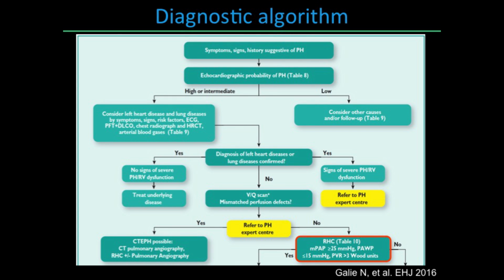This is part of the European guidelines, and as you can see, in the right lower corner of the screen, after you screen the patient for the signs and symptoms of PH, you do an echocardiogram, you rule out left heart diseases, lung diseases, you do a VQ scan, and the patient goes to a PH center. Then it's when the patient gets a right heart catheterization that will confirm the diagnosis of, in this case, pulmonary arterial hypertension.